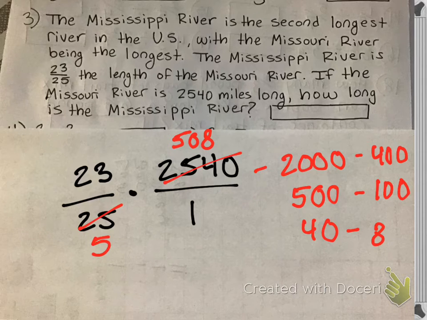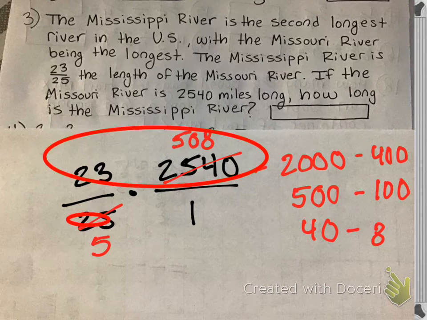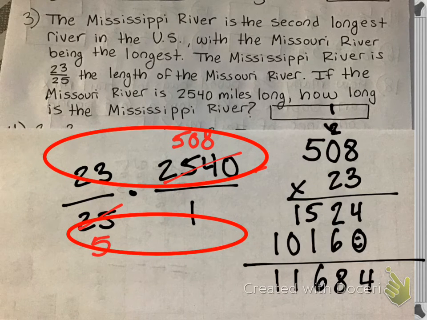Then, all we do is we multiply across. So when we multiply 23 by 508, we get 11,684. Is that our answer? No. And we know that's not our answer because we know the Mississippi River is shorter than the Missouri. So our answer should be shorter than 2,540.